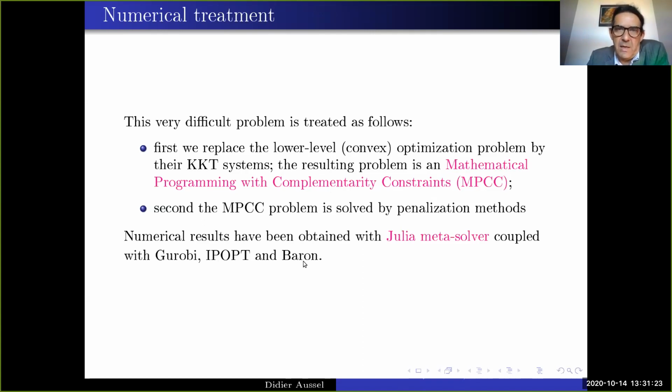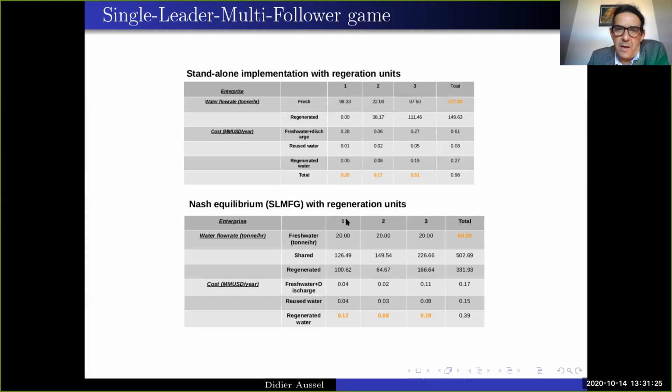So now it is with a regeneration unit. If you consider a regeneration unit in a standalone situation, regeneration is not so important because it's standalone here, so you can forget about that, but it's another example where the total of fresh water is 217, and those are the costs. And with the single leader multi-follower model, here is what we obtain.